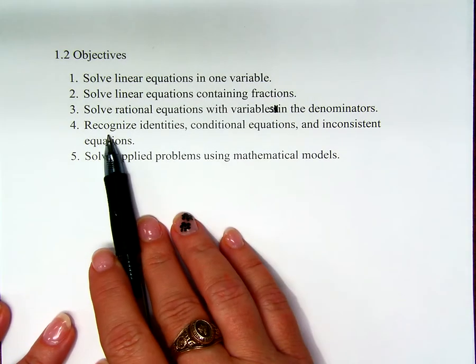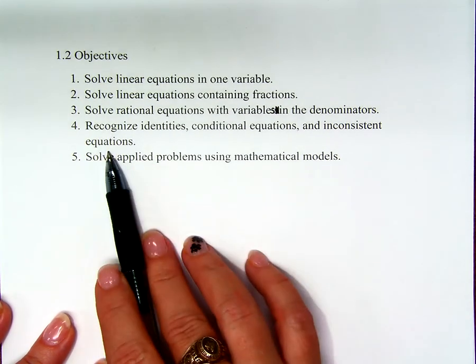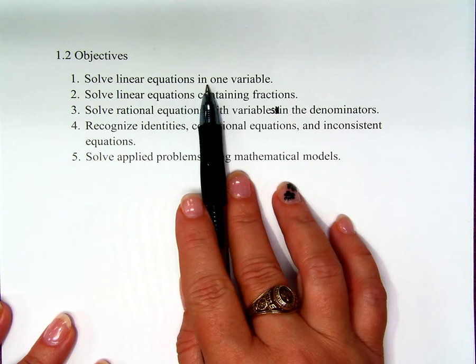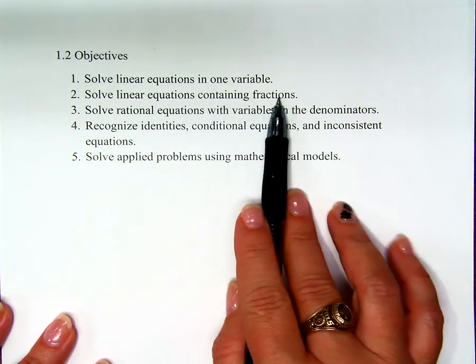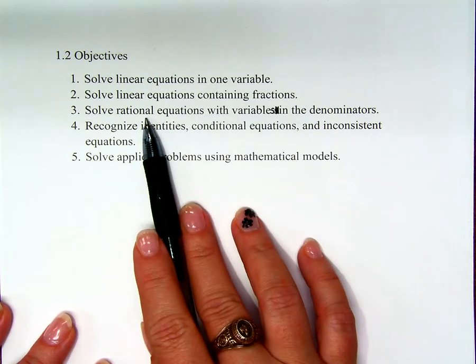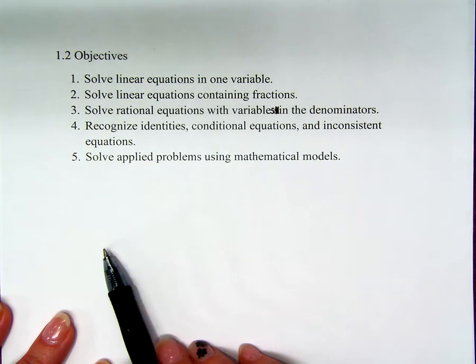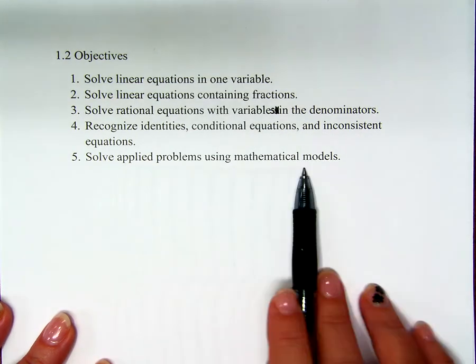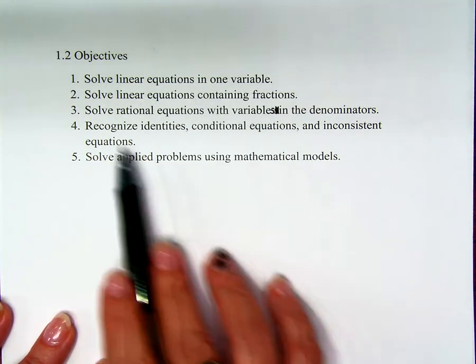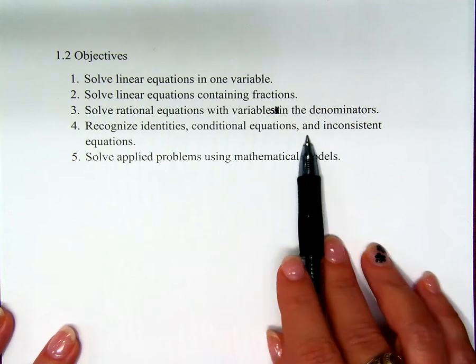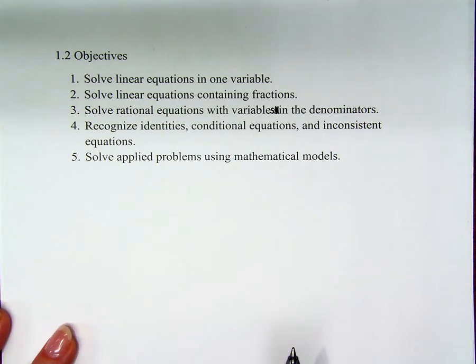Okay. Number 4, so we've already done 1, 2, 3, and 5, right? We can solve a linear equation in one variable. We can solve linear equations containing fractions. And now we remember how to solve rational equations with variables in the denominator. And we already talked about the fact that this is the word problems. Okay. Recognizing identities, conditional equations, and inconsistent equations.